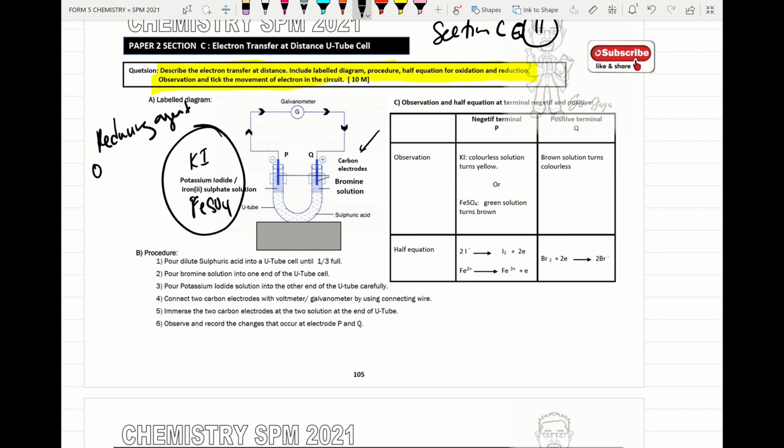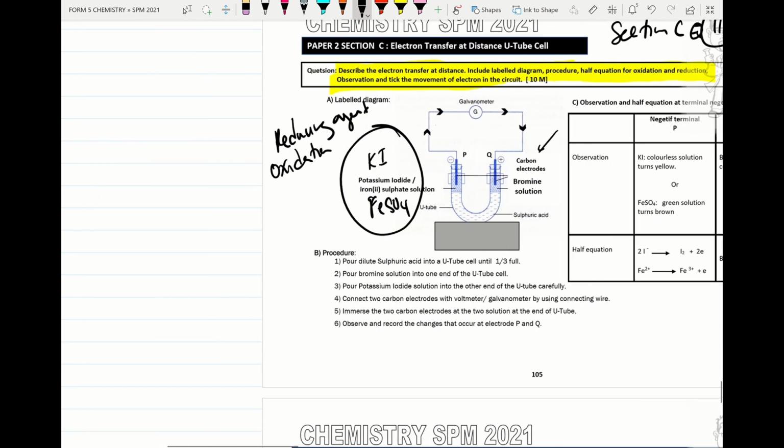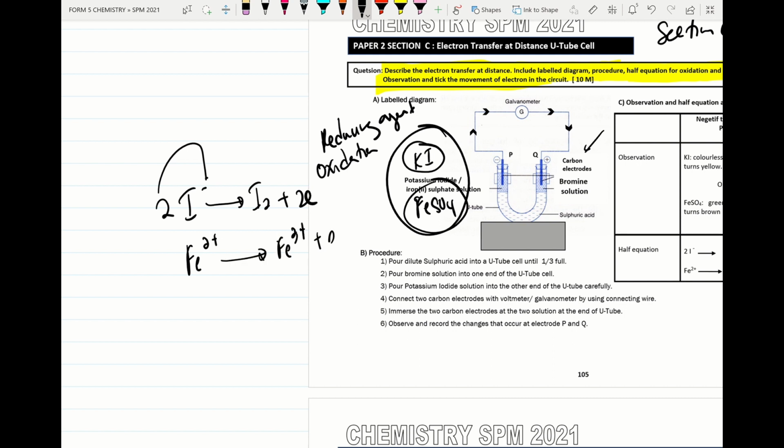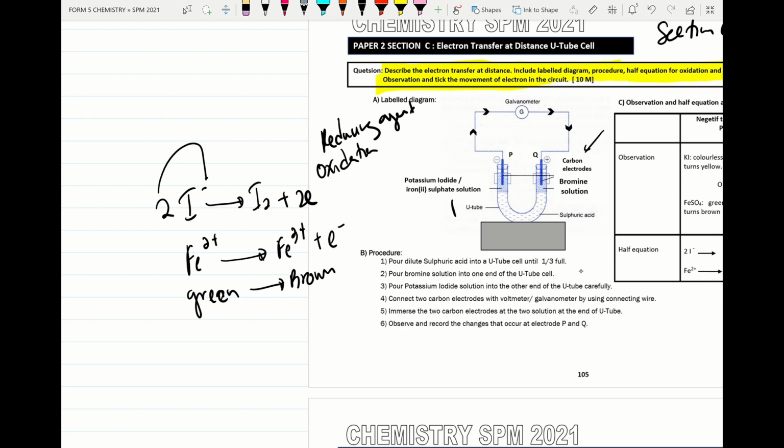Reducing agent. It will undergo oxidation. All right. So if potassium iodide solution, please remember take the iodide ion arrow iodine plus 2 electrons. If iron(II) sulfate solution, take the iron(II) ion arrow, change it to iron(III) ion. Donate 1 electron or release 1 electron. So here green color solution will turn to brown color. Alright, so this is the half equation if any of this reactant is used.